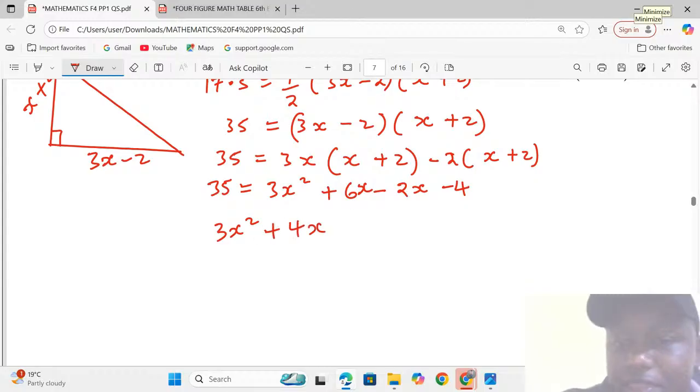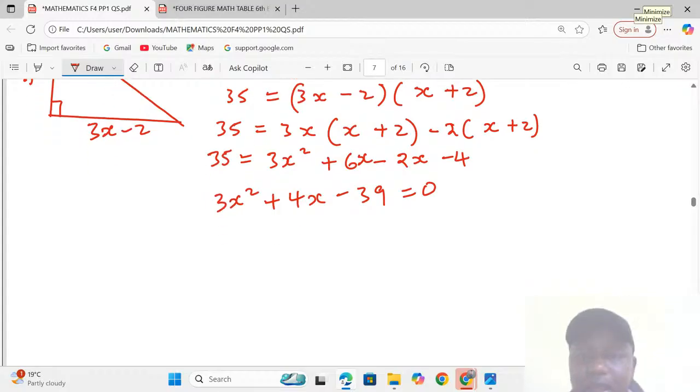That way. Then we are having minus 4 minus 35, making it a minus 39. Then we remain with a 0. So we have everything now well organized. So at this point now we can choose a method.